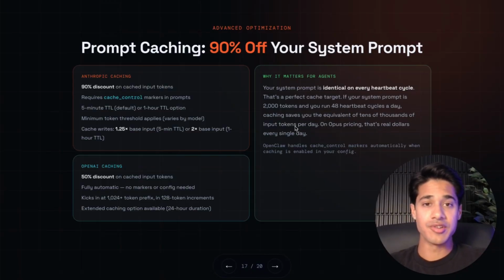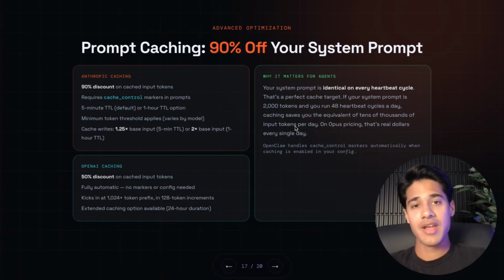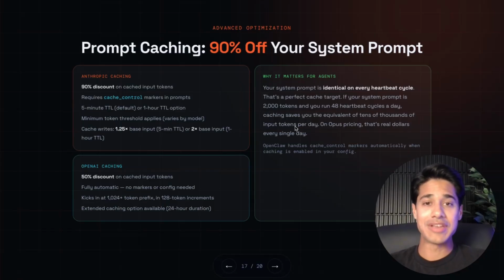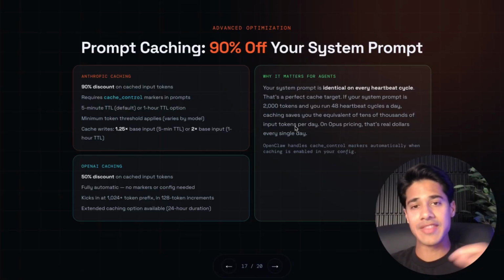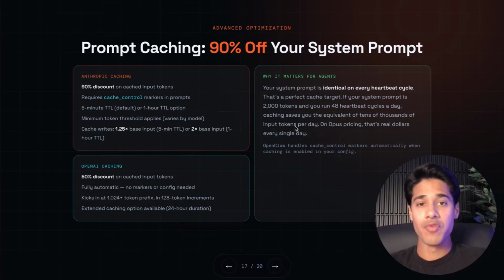You do need to add cache control markers to tell the API what to cache. There are two TTL tiers. You have a 5-minute cache that costs 1.25 times the base input price to write, and a 1-hour cache that costs 2 times the base input price to write. For heartbeat cycles, the 1-hour TTL is the right call. You pay more upfront to create the cache entry, but every heartbeat read within the hour gets the 90% discount. Over 48 cycles a day, the math is overwhelmingly in your favor.